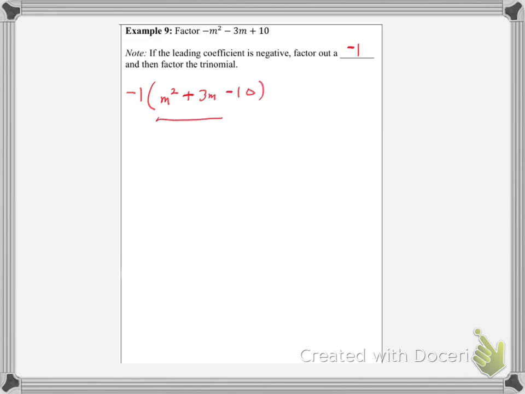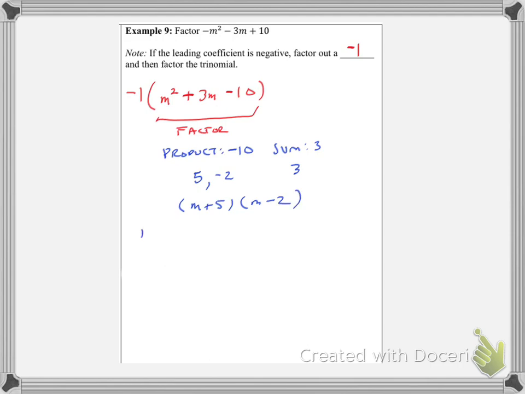And so now again, we're going to factor this trinomial with a leading coefficient of 1, so we can use our same process where the product we want is negative 10 and the sum we want is 3. So again, thinking about this, well, 5 and negative 2 works, right? That's going to give our sum of 3. So that'll give us m plus 5 and then m minus 2.